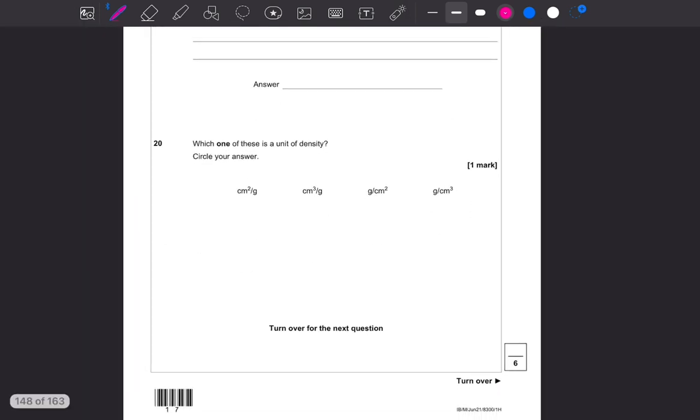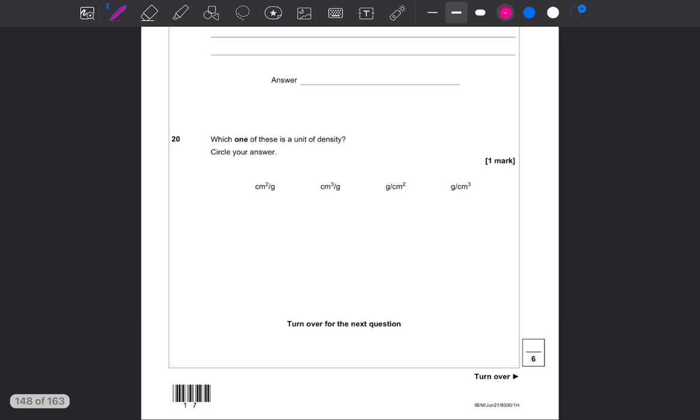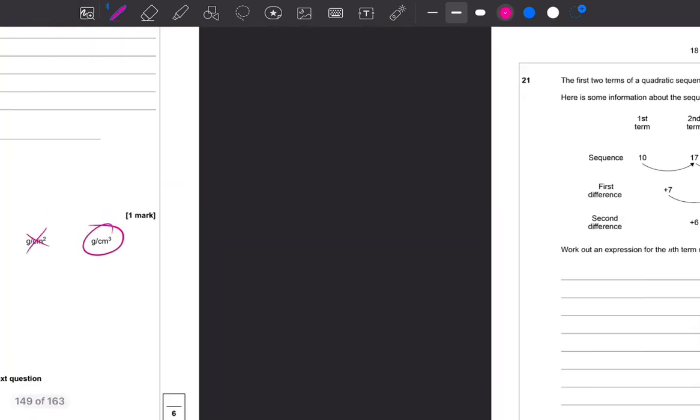Which of these is the unit of density? So it's mass divided by volume. So we need to have mass on the top, which is grams, and volume on the bottom, which is centimetres cubed. So it's got to be this one.